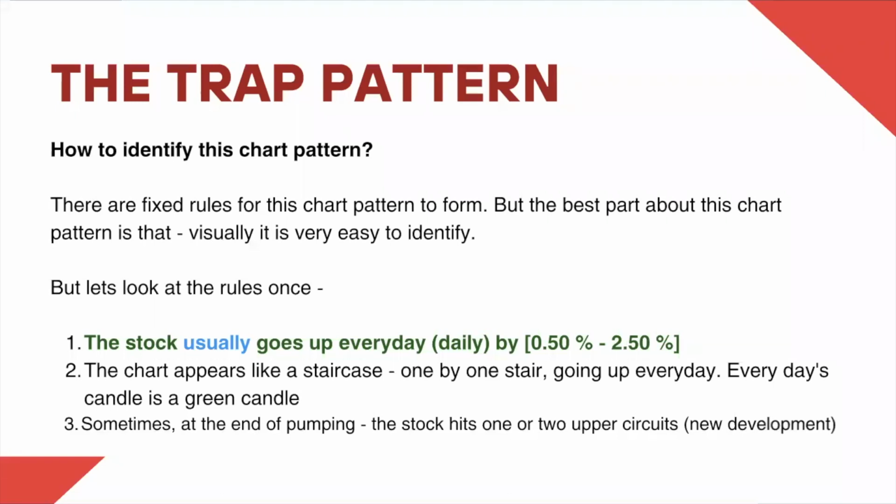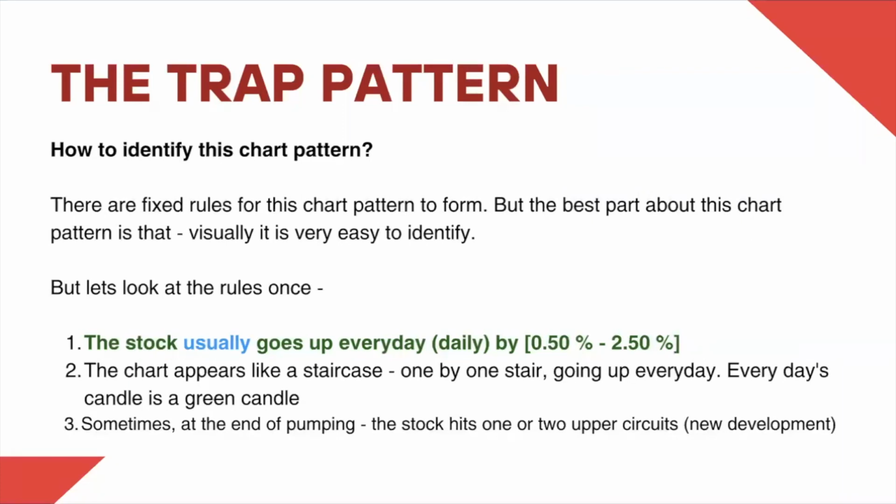The stock usually goes up every day. ठीक है, stock रोज ऊपर जाएगा and it will go up only by a margin of 0.5 to 2.5%. ठीक है, ये रेंज जो मैंने आपको बताई है ना, ये रेंज को आप याद रखना. You just remember this range, that the stock will be going up every day by 0.5 to 2.5%, not more. ठीक है, अगर कोई स्टॉक 5 या 7% रोज बढ़ रहा है, that does not qualify as a trap. Okay, just make sure you remember that, क्योंकि there is a misunderstanding that if a stock is hitting 5% upper circuit every day, then it is a trap. Okay, so it is not a trap. The stock usually goes up daily by 0.5 to 2.5%. That is rule number 1.